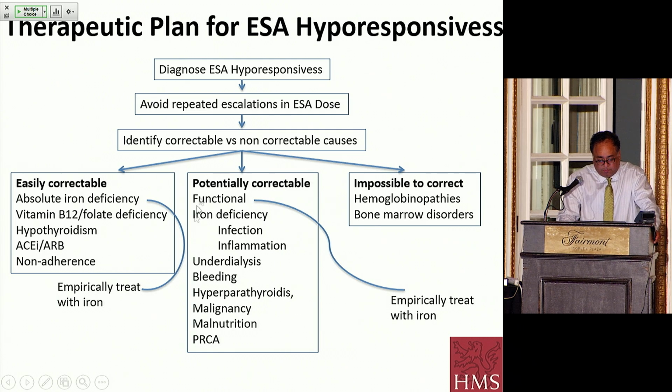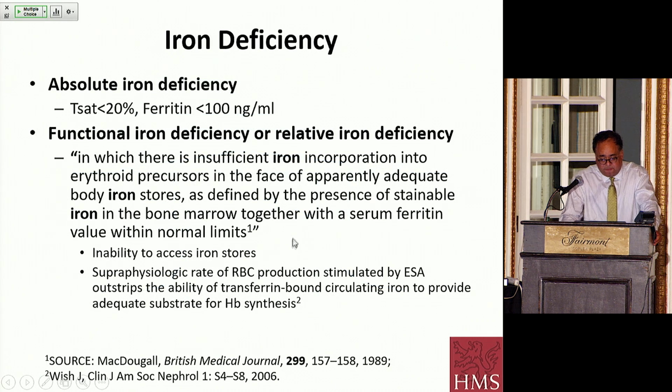It's in the middle group that you have to make the judgment call: should I treat empirically with iron? Because the lab values are very difficult to interpret, and you have to give iron based on your clinical judgment rather than all the evidence lining up in favor of treatment.